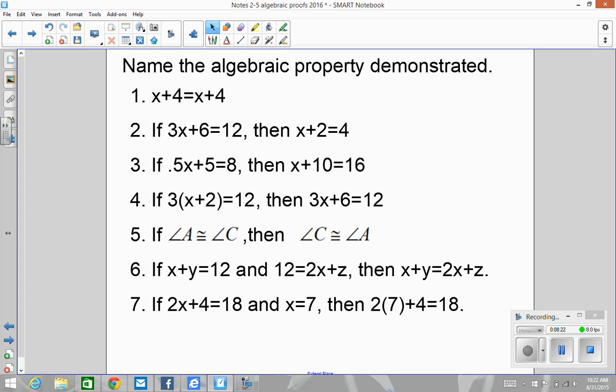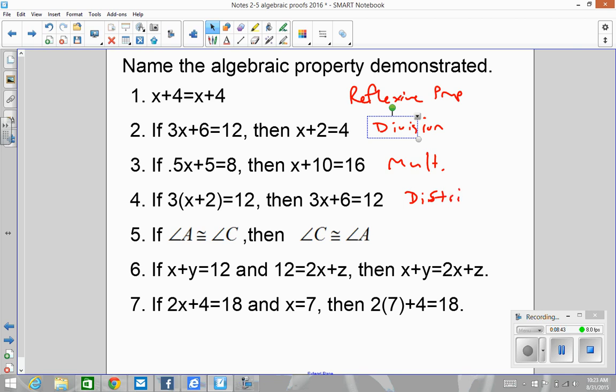Okay, so now that you've started the video again, let's see how you did. This first one would be reflexive property. This next one will be division. This one will be multiplication. This one will be distributive. This one right here would be symmetric. This one right here would be transitive. And this last one right here would be substitution. Okay, check to make sure you got those. You will need to be able to do this on the test.